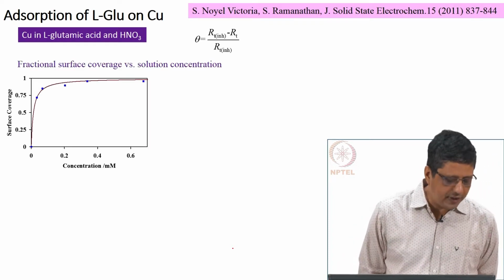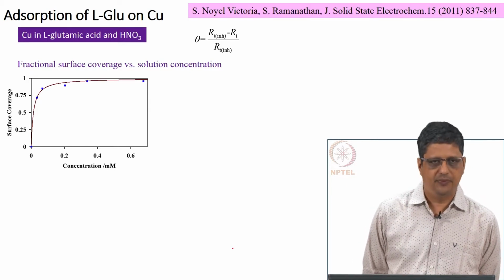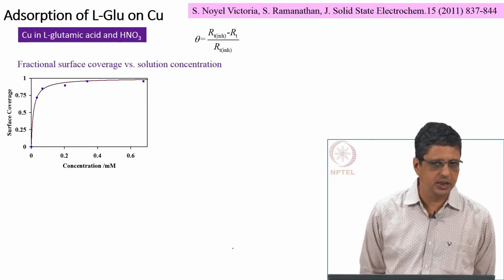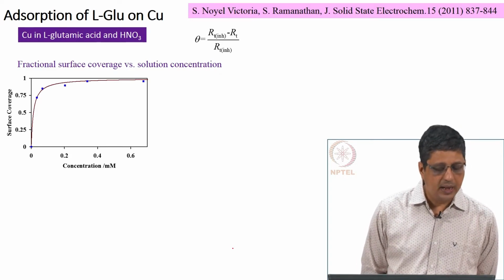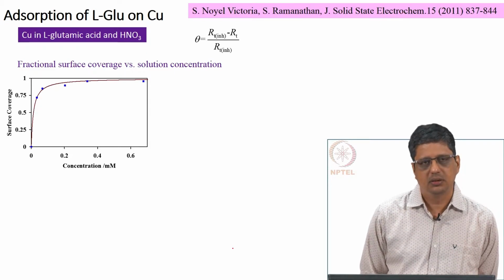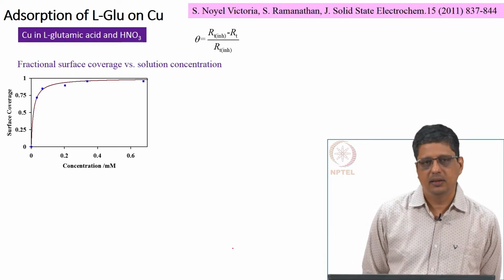And if you plot the fractional surface coverage as a function of concentration in the liquid, the curve we get looks like this. At 0 concentration, of course, you will get 0 surface coverage, and it increases quickly and then it more or less saturates, which gives us the idea that it is probably described by Langmuir isotherm.